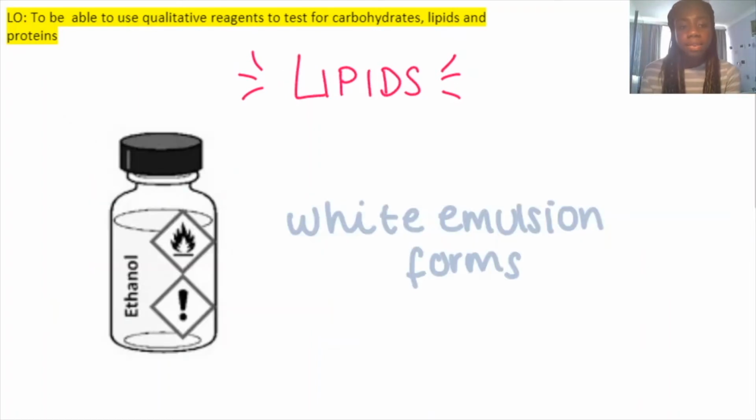When testing for lipids, we add a few centimetres cubed of ethanol to our food sample and then add some distilled water also. Shake the mixture together, and if lipids are present, a white emulsion is formed on the surface of the mixture.